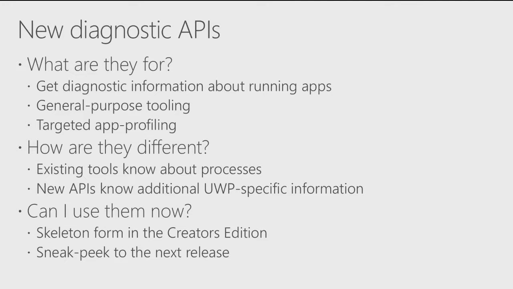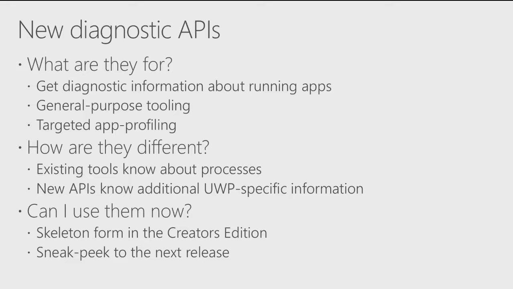So what are the APIs? How are they different from what you've already got and what's actually available right now? So what they're for is to provide diagnostic information about running apps. That's all running apps, not just your own app, but any running app. And we had two use cases in mind when we designed these APIs. One was to provide support for general purpose tooling.